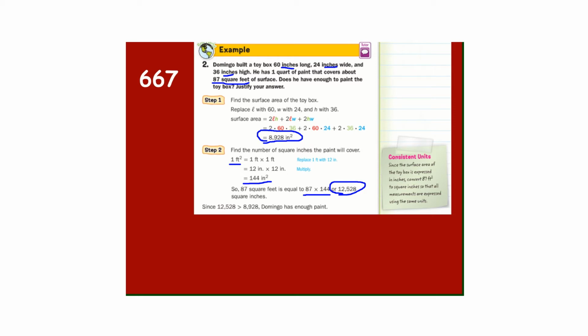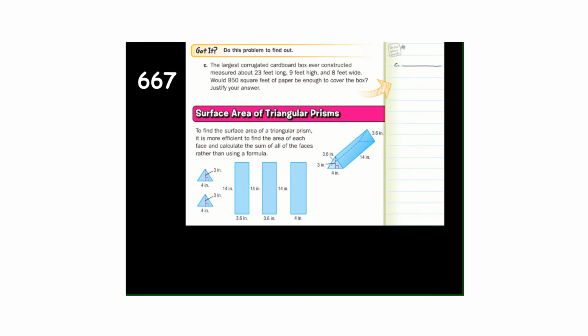Okay. Letter C, go ahead and pause and figure that out. And it's asking you, would 950 be enough to cover the box? Justify your answer means you can't just write down yes or no, means you have to show your work. Okay, so would 950 square feet be enough? Yes, because you should have gotten 926 square feet for the box, so 950 is enough.